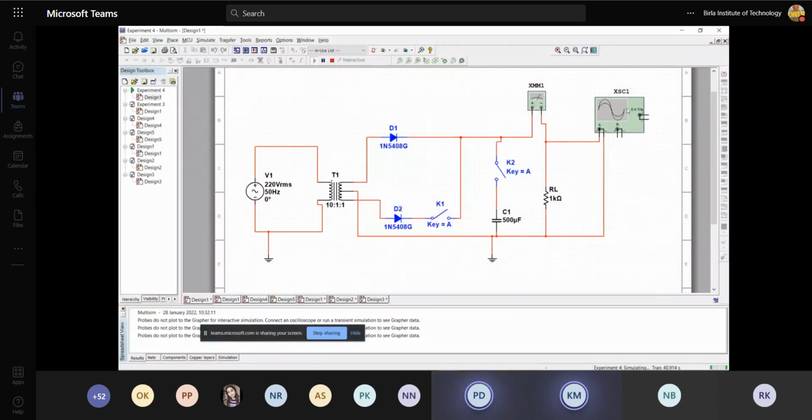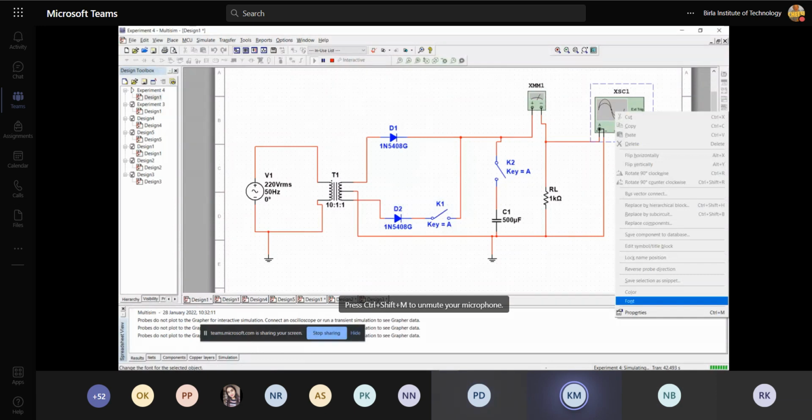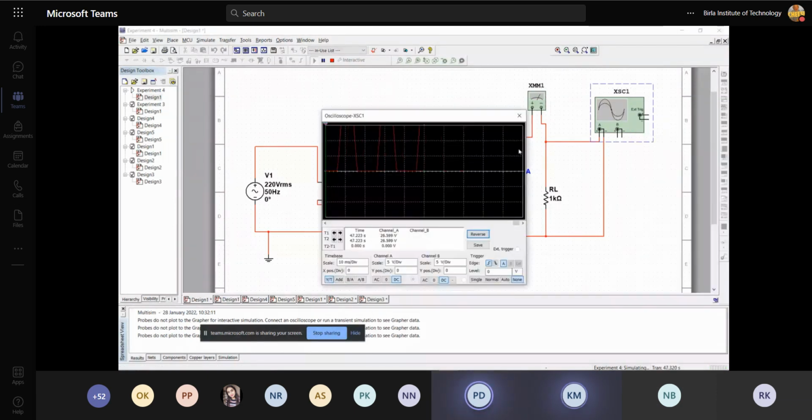I'm doing it. Properties. It is showing like this. Just double click on that. So you have to adjust its scale a little bit. Yes, ma'am. I will do that. 10 volt. Time base, channel. Now it is coming. Yes. So this is the waveform for the half-wave rectifier circuit.